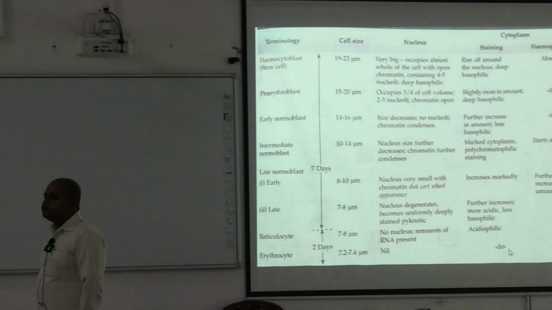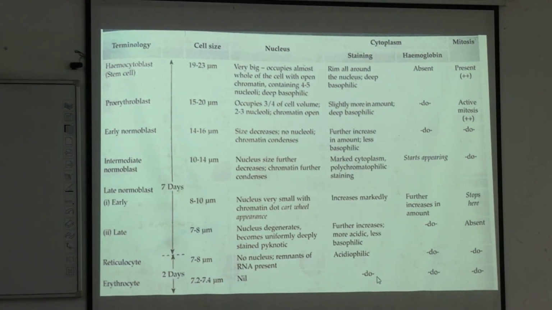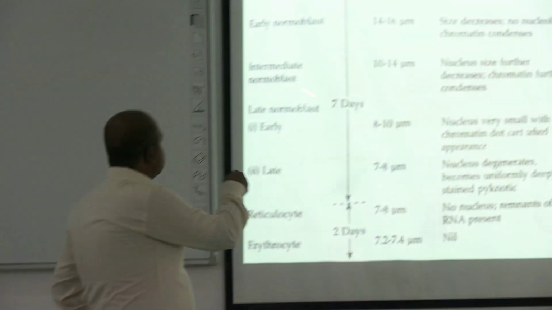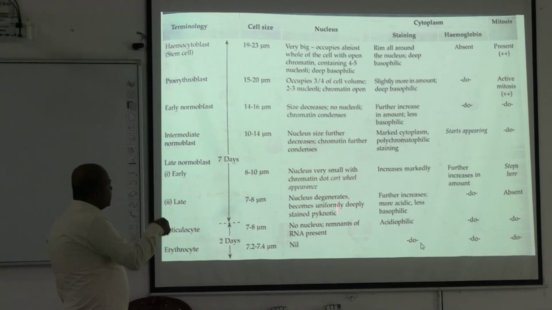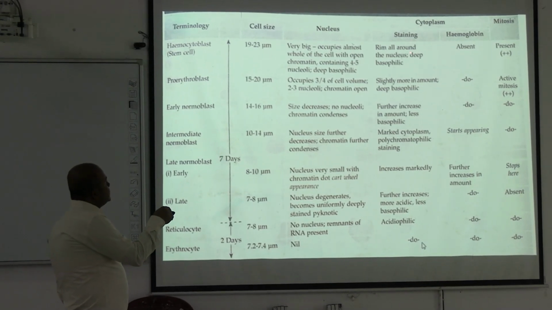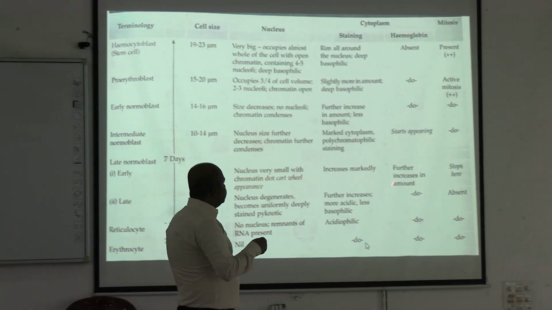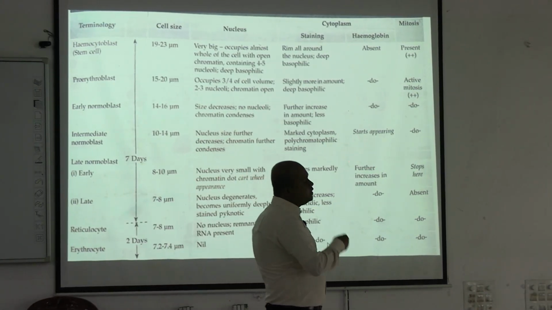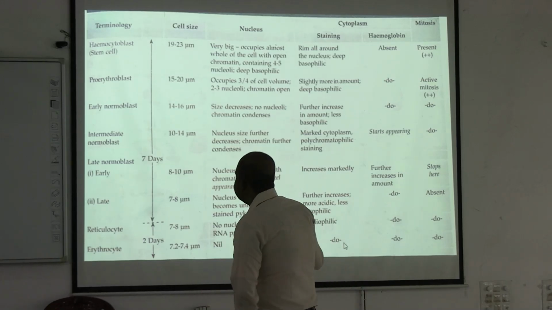The size of the mature erythrocyte is around 7.5 micrometer in diameter. RBCs are biconcave in shape, the shape is like this. See, the cell size is gradually decreasing, the nucleus is gradually decreasing, the cytoplasm is gradually increasing in amount, and hemoglobin starts appearing at the stage of intermediate normoblast or basophilic erythroblast.